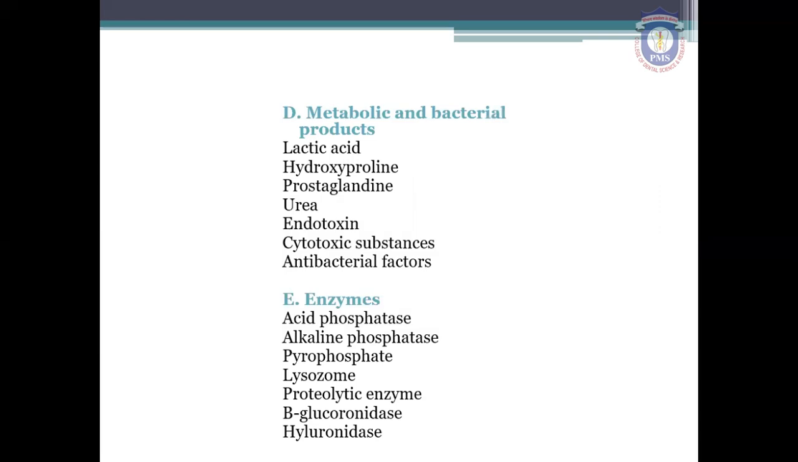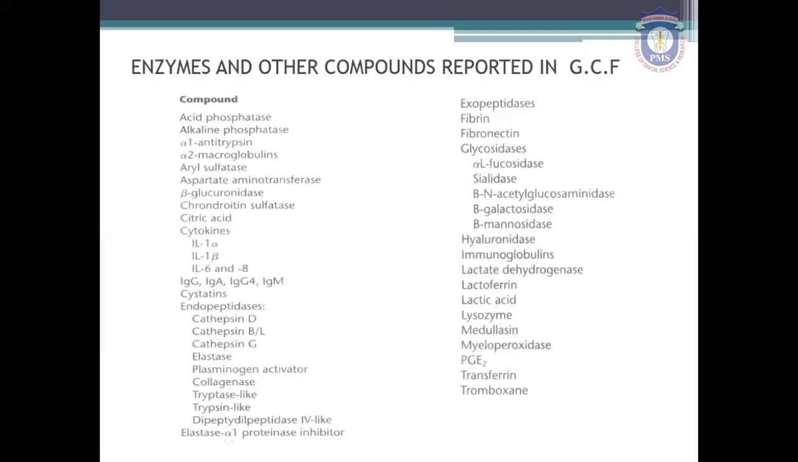They also contain metabolic and bacterial products like lactic acid, hydroxyproline, urea, etc. Also some enzymes like acid phosphatase, alkaline phosphatase, etc. So these are the enzymes and other compounds reported in GCF. They contain acid phosphatase, alkaline phosphatase, then citric acid, various cytokines, then immunoglobulins, various endopeptidases, then exopeptidases, glycosidases, lactoferrin, lactic acid, etc.